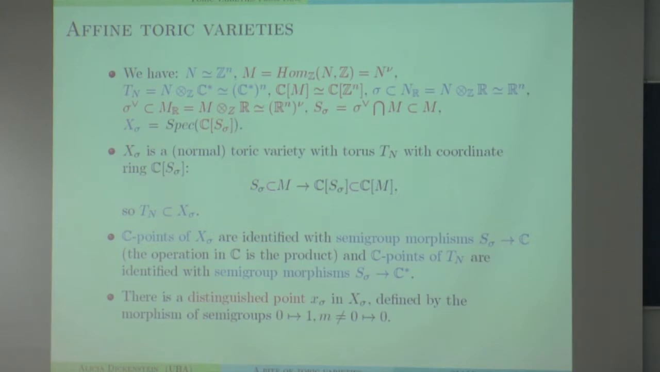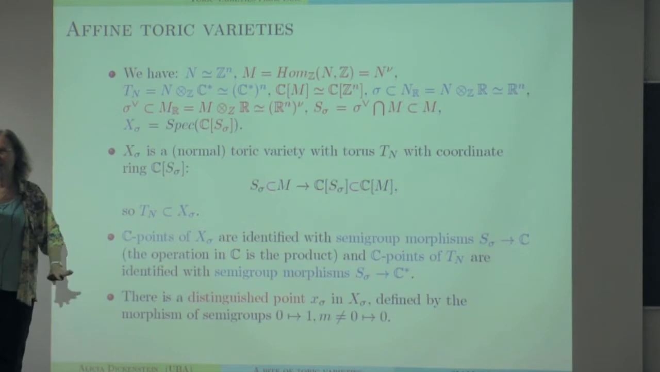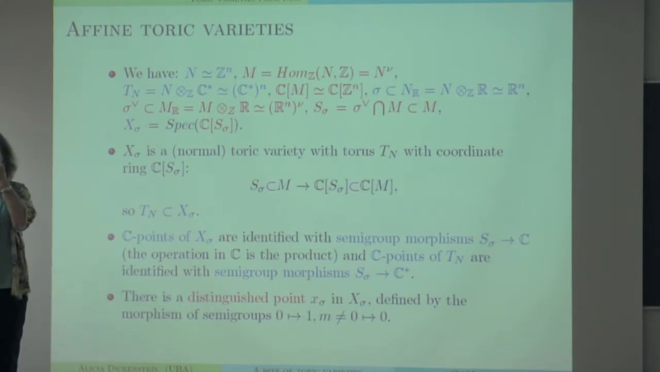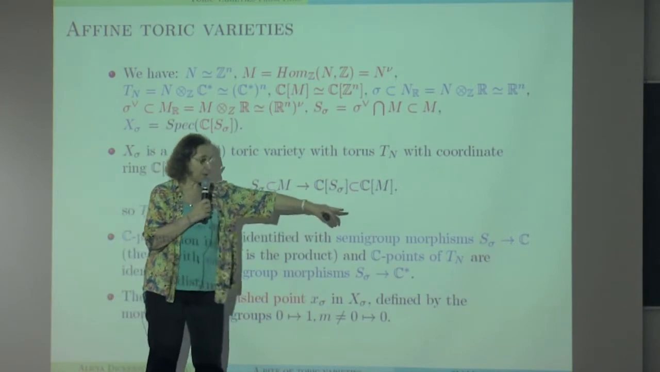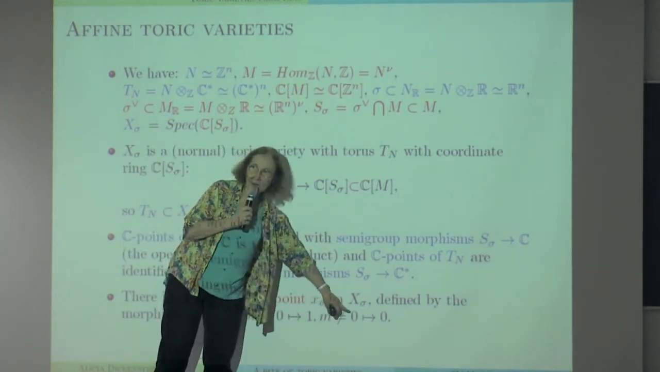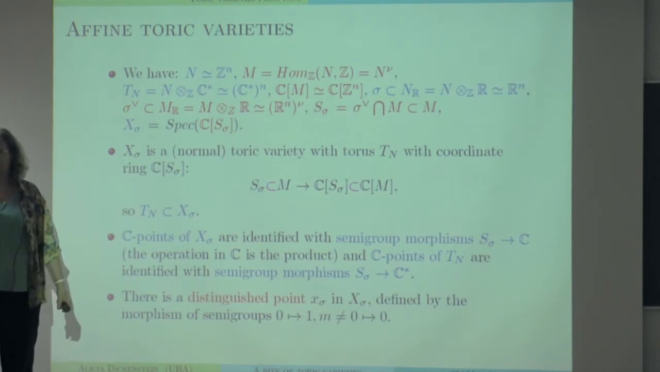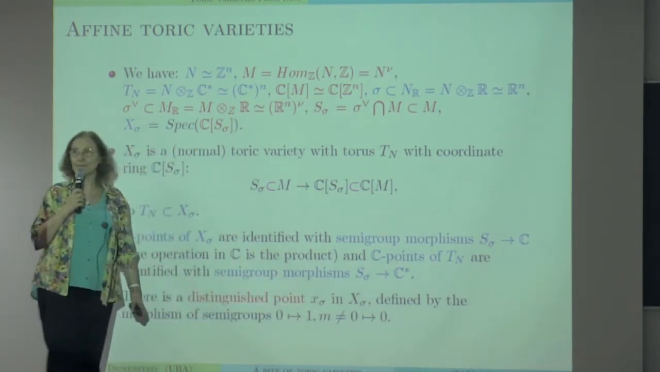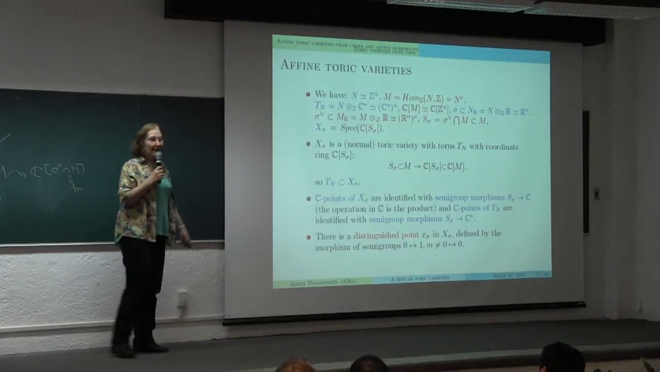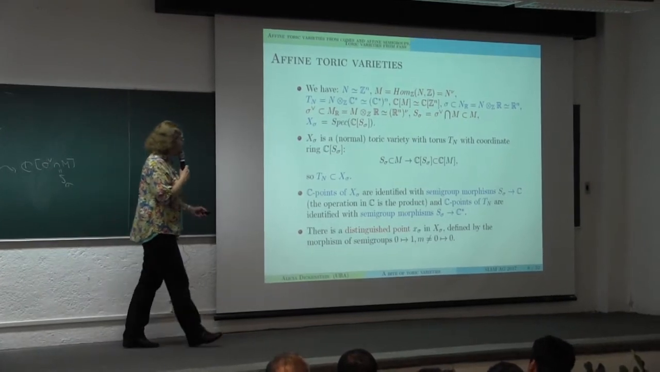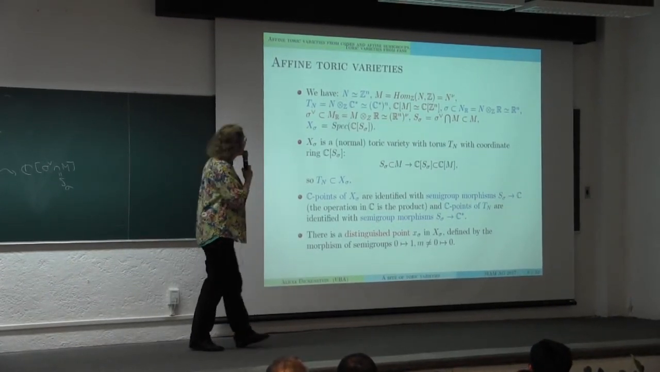And there is a distinguished point, which is the point zero. What does it mean that we have the point zero? If we evaluate at zero any monomial which is not equal to one, we get zero. If we evaluate at zero the monomial one, we get one, okay? And one is like the monomial x to the zero. This is why this zero, as a semigroup morphism, will send zero to one, and all other non-zero points to zero. Because we are evaluating like x to the m at zero. So we get zero if m is non-zero and one if it is zero. Okay, this is the distinguished point. And this point is invariant by the torus action. Okay, this is the point with smallest support.